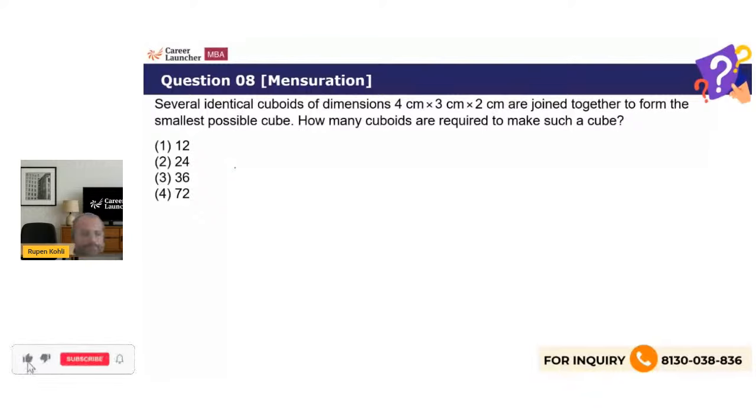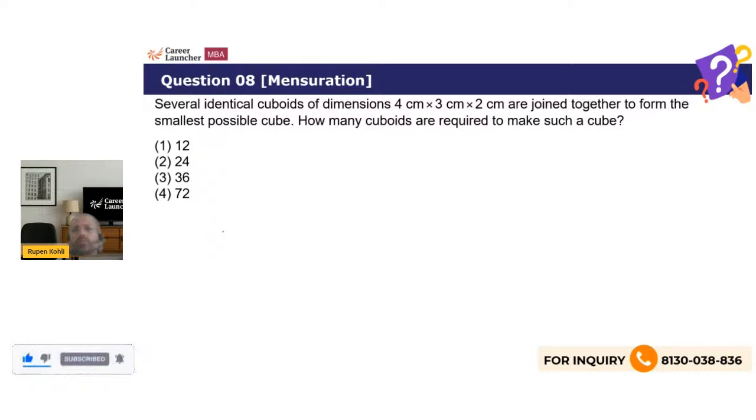Mensuration. Look at this very, very interesting one. Several identical cuboids of dimensions 4 by 3 by 2 centimeters are joined together to form the smallest possible cube. How many cuboids are required to make such a cube? Very conceptual question here. Let's understand what he's asking.